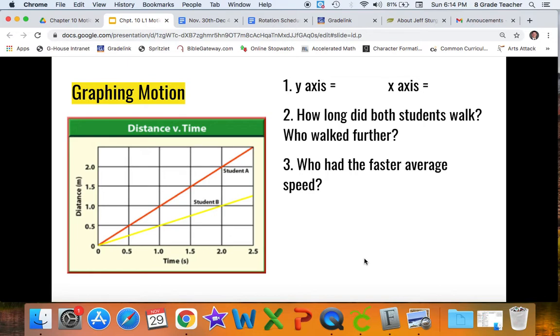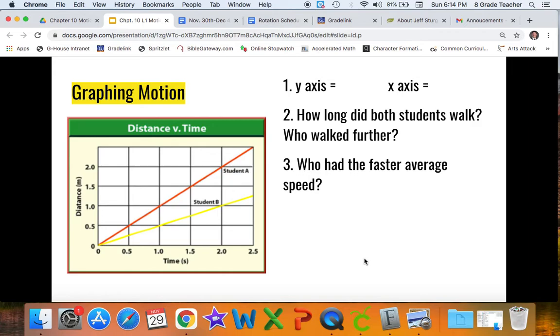And the distance is plotted on the vertical axis, which is going to be our y-axis. Figure 5 shows the motion of two students who walked across a classroom plotted on a distance time graph. Distance time graphs and speed. A distance time graph can be used to compare the speeds of objects. Look at the graph shown in figure 5.